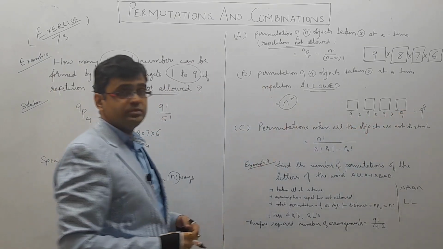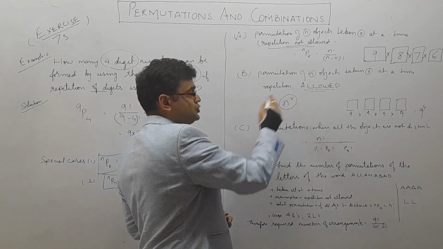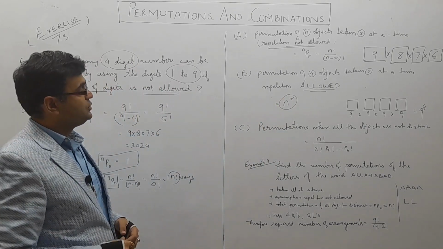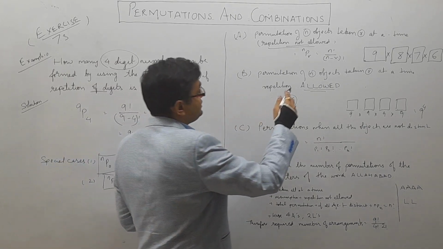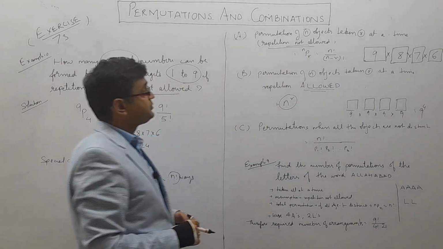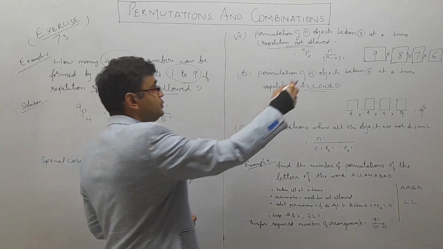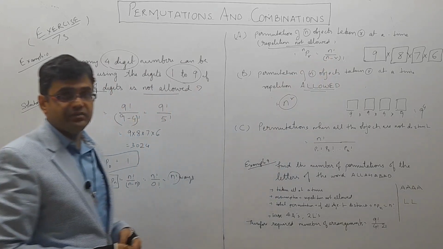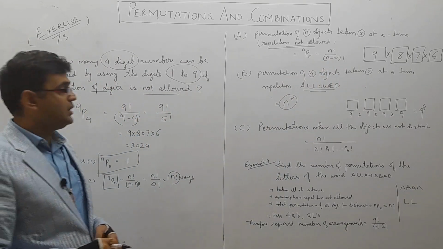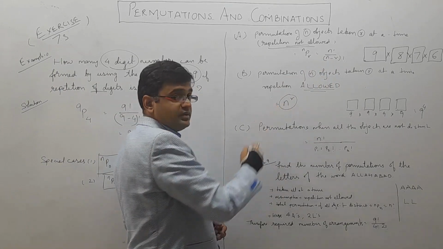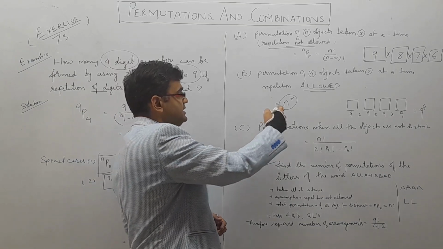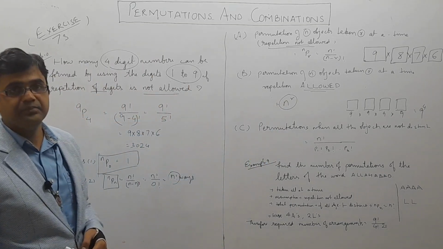If there are r places to be filled, it is simply n raised to power r. So this is the logic behind the formula. Basically, you have to remember this. If repetition is not allowed, then nPr is equal to n factorial upon n minus r factorial. If the repetition is allowed, the number of permutations is equal to n raised to power r.